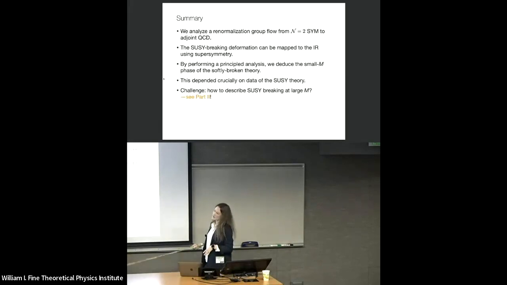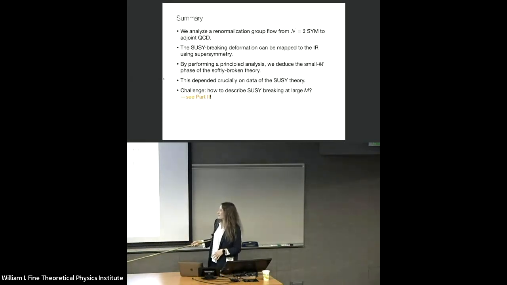And so then we can start with our principled analysis of the soft supersymmetry breaking problem and thereby deduce the small m phase of this softly broken theory. And it's this kind of strange Coulomb phase with lots of massless fermions and photons and no chiral symmetry breaking. And this analysis really depended crucially on the data of the supersymmetric theory. I was here especially emphasizing the role of the Kähler potential, which we analyzed.